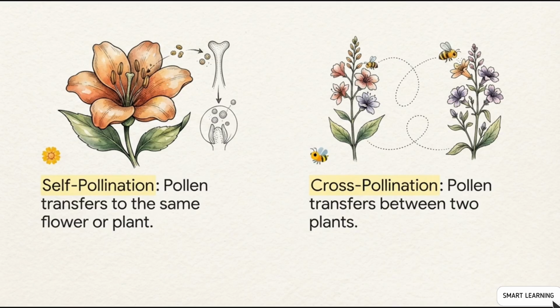Self-pollination is pretty much exactly what it sounds like. It's the transfer of pollen to the stigma of the same flower, or maybe another flower on the exact same plant. It's basically a closed internal loop. Cross-pollination, though, is the transfer of pollen between two completely different plants of the same species. And honestly, this is where it gets fun, because cross-pollination requires a little help. Nature uses agents like the wind, insects, or birds acting as a literal delivery service to move that pollen from plant A over to plant B.